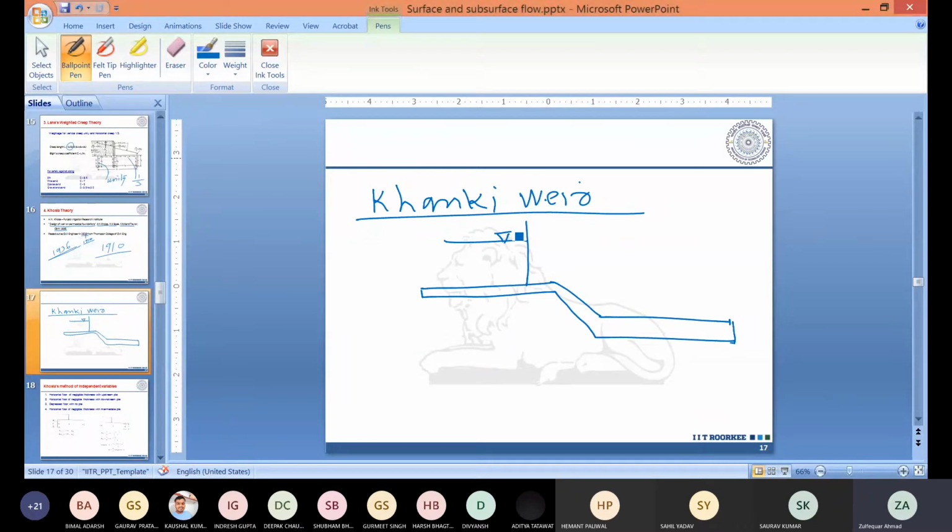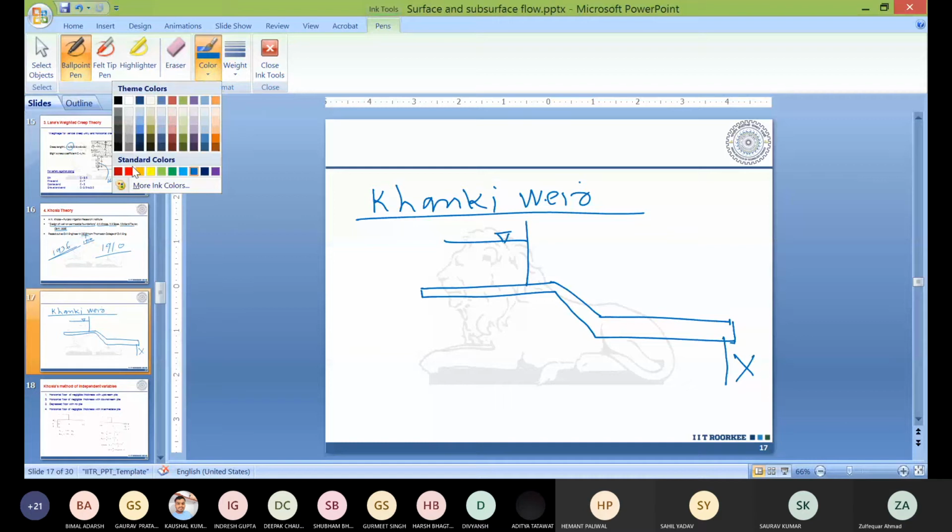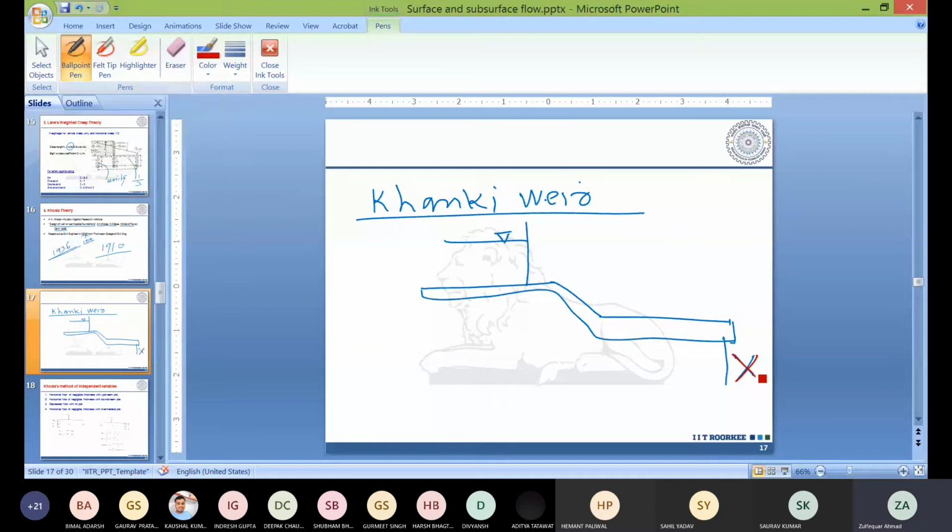In this Khanki weir, there was no sheet pile or cutoff in the downstream. So the piping action started from here and finally this structure failed. Within just 2-3 years it completely failed. I'm not recalling the exact date. Let me just check it in my record.